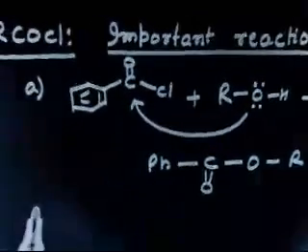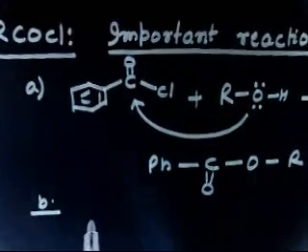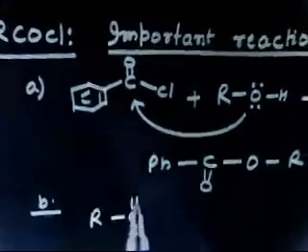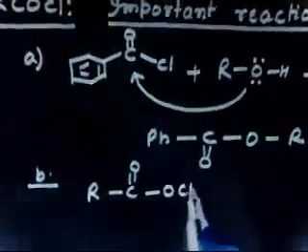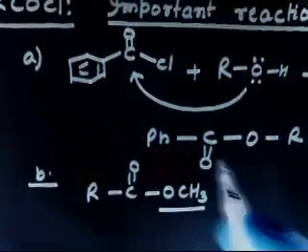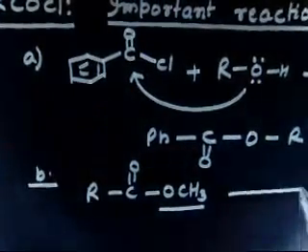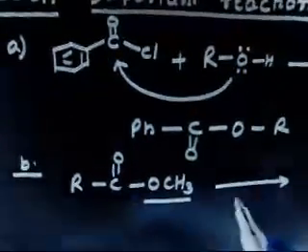Let us discuss part B. In all reactions you have to write down the product. So this side you have R, CO, OCH3. This time the leaving group is OCH3. Again this is an acid derivative. This is an ester. Now if this reacts with CH3NH2, what will be the product in this case?